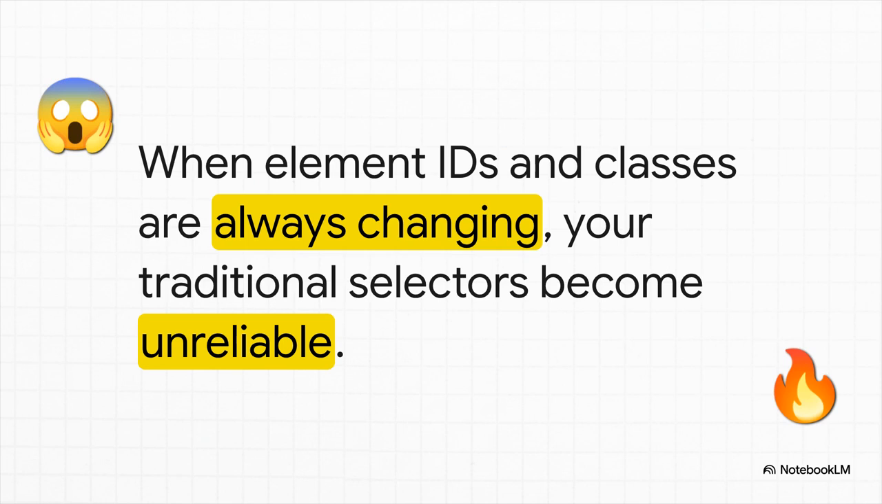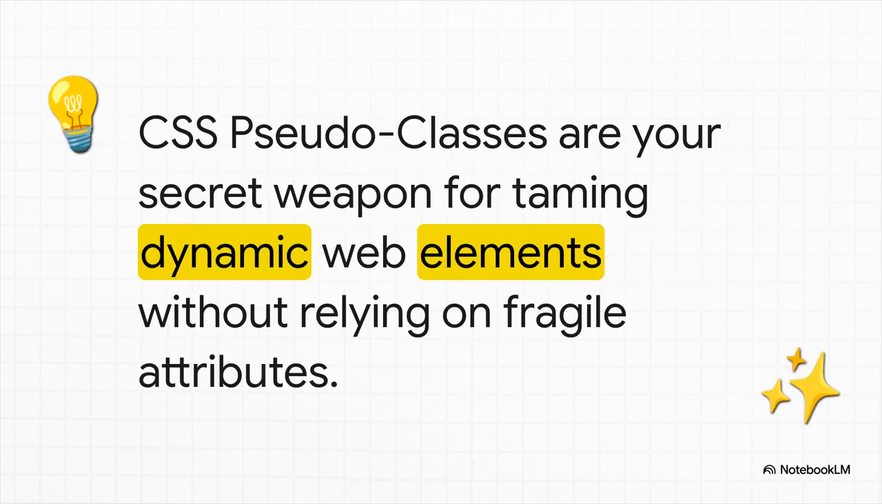You try to target an element, but its attributes are dynamic. They're generated on the fly, and they're different every single time the page loads. Your normal selectors become totally unreliable, and just trying to maintain your test suite becomes this massive chore. But the good news is there is a super elegant built-in solution that lets you just sidestep all those fragile attributes completely. It's called CSS pseudo-classes, and they are absolutely the key to taming these wild dynamic web elements.